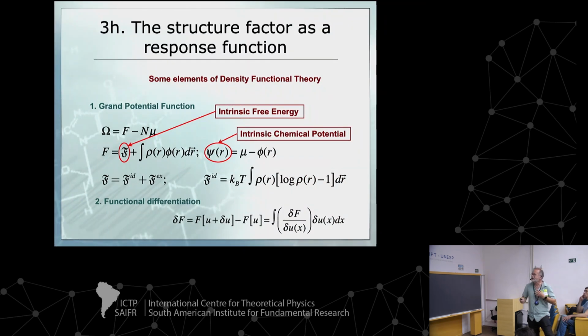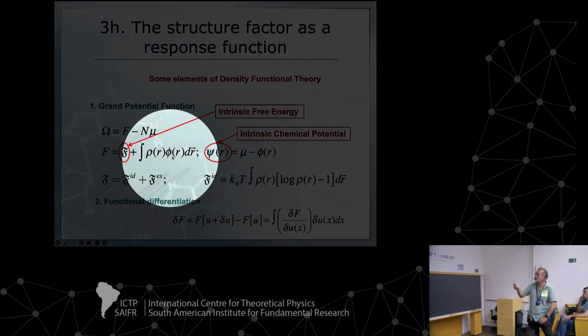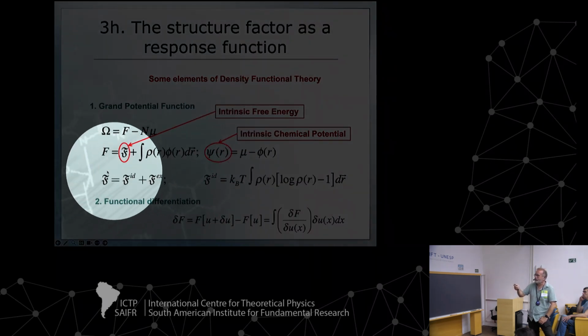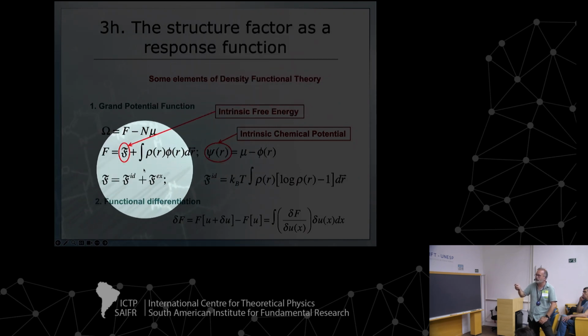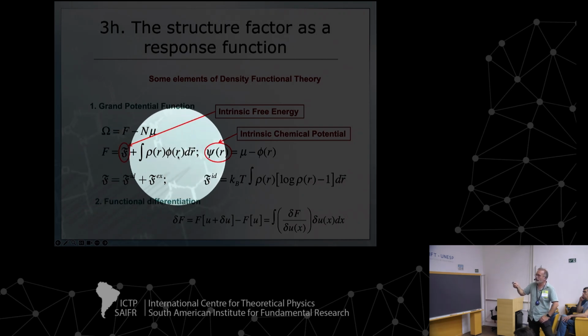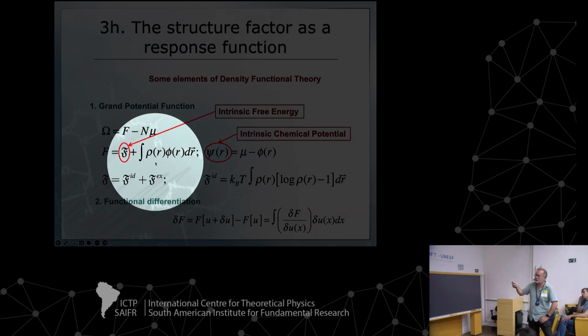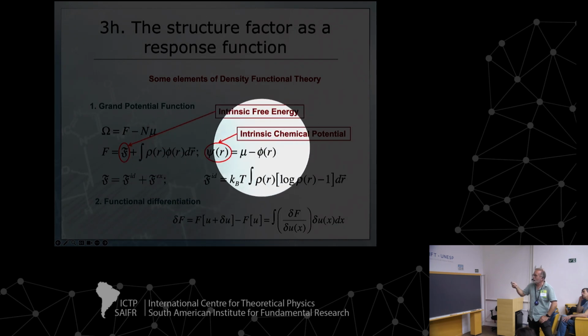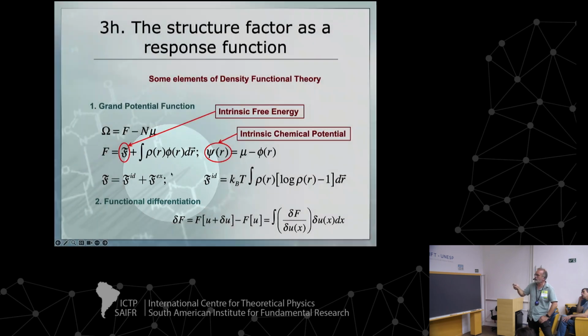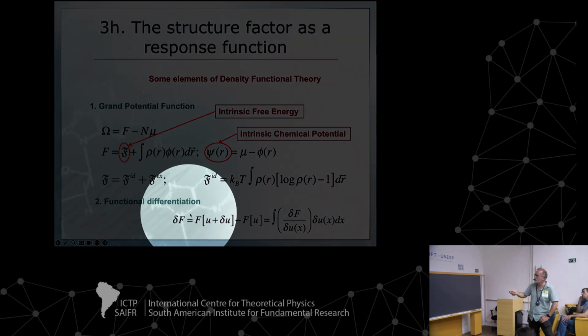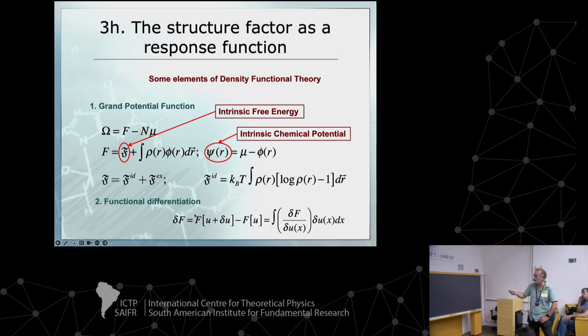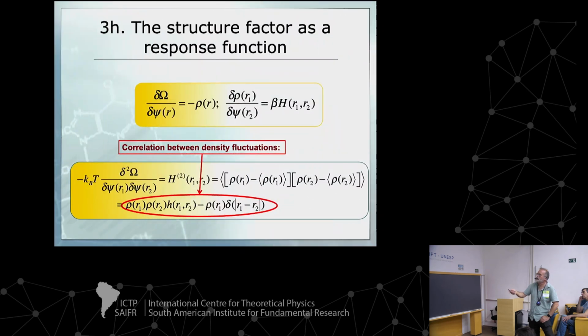Okay, let's take a look and see that the structure factor can also be understood as a response function, right? To that, one defines this term, the intrinsic free energy. That's density functional theory. For the intrinsic free energy, we have a term that is intrinsic to the system, and this is the contribution from the external potential and the density, right? You have an intrinsic chemical potential defined in this way, and you can use the functional differentiation in this way, that's the definition, right?